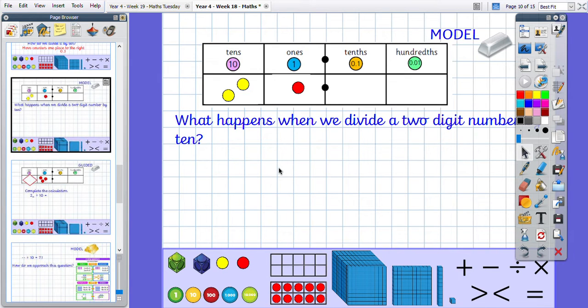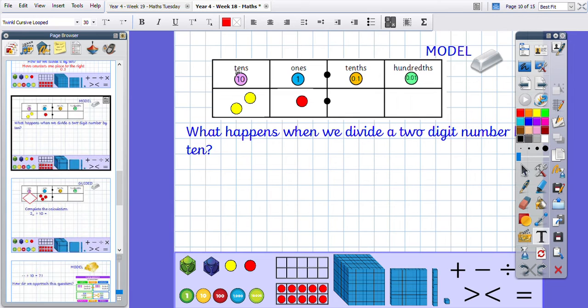What happens when we divide a 2-digit number by 10? So our number still moves one place to the right because we are still dividing by 10, and remembering that we want all of our counters, our numbers, to get 10 times smaller, so we need to move only one column. So our number at the minute that's represented is 21.